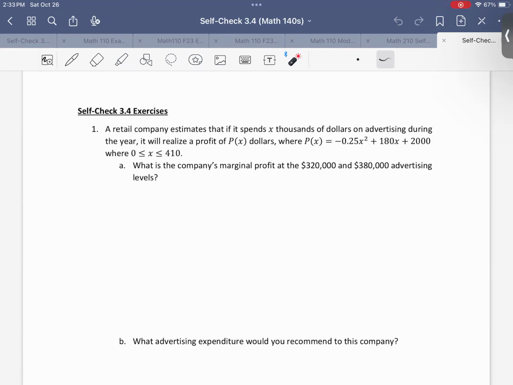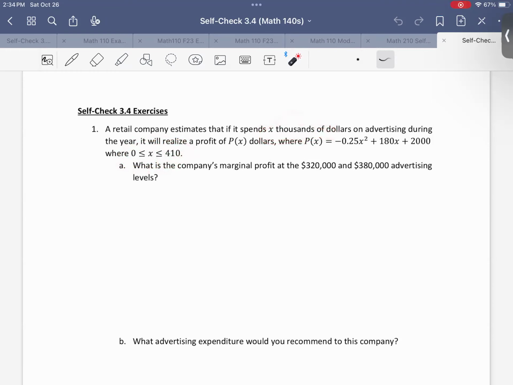So let's read through the question. A retail company estimates that if it spends x thousands of dollars on advertising during the year, it will realize a profit of P of x dollars, your output. So our function here is P(x) = -0.25x² + 180x + 2,000, where our $1,000 spent is between 0 and $410,000. Okay, remember x is in thousands of dollars.